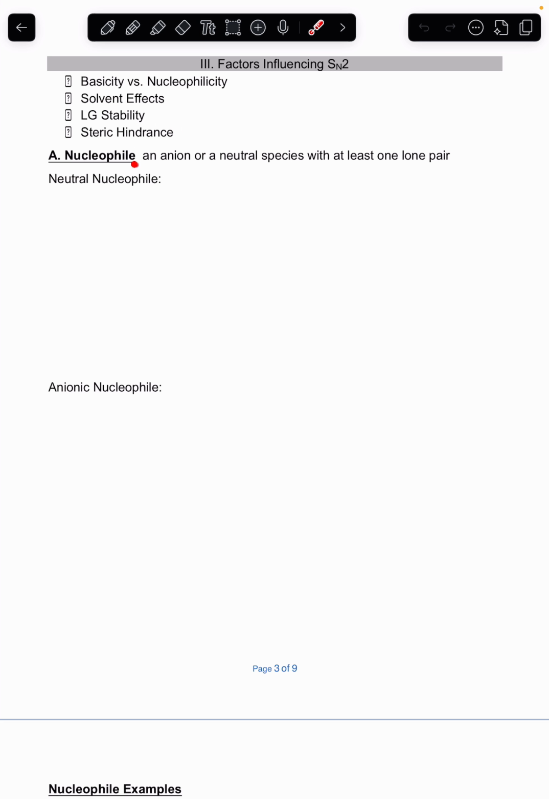Okay, so first the nucleophile, which arguably is one of the most important factors here. It has to be an anion at least, or a neutral species with at least some sort of lone pair, because a nucleophile loves positive charge. If you don't have any of that, it can't act as a good nucleophile. So let's first think about the neutral nucleophile, maybe with an actual example, say methanol, which has this structure.